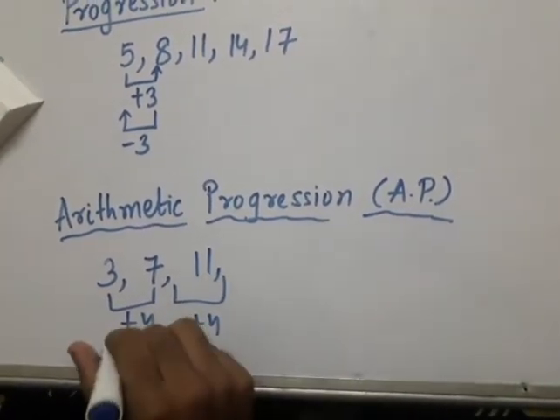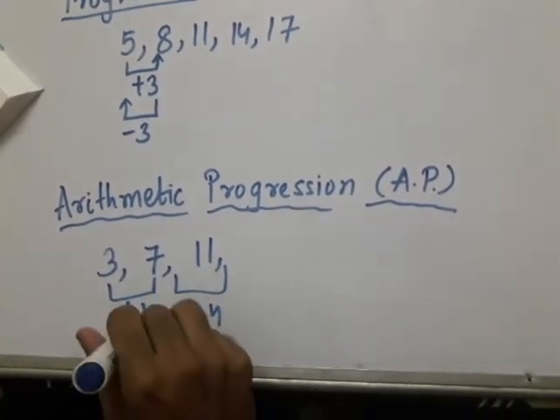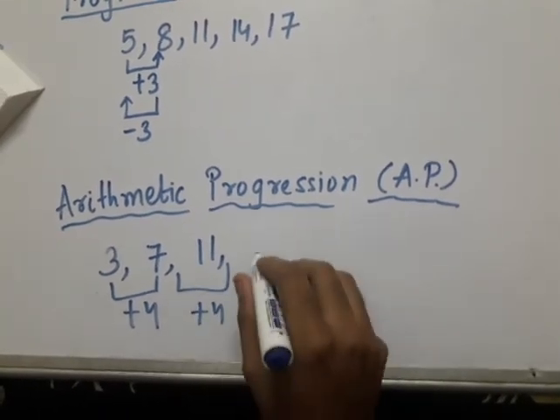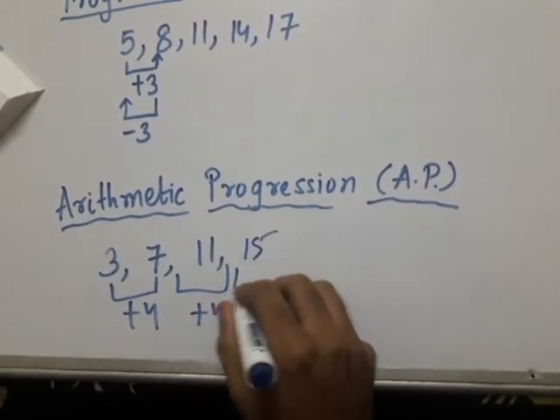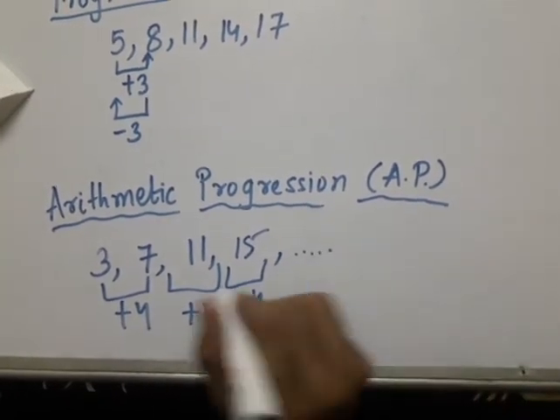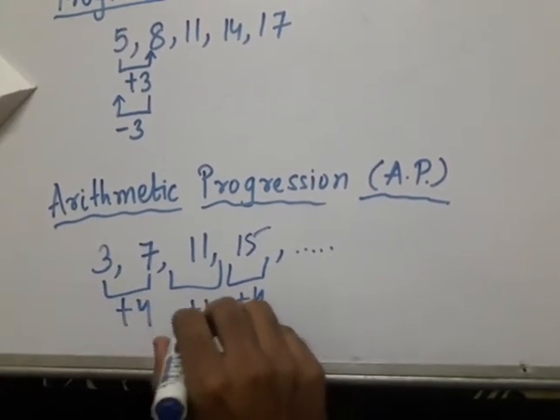And remember, when you are adding numbers, you cannot add any random number to them. The number which you are adding must be a constant. Suppose 11, again you are adding 4 and getting 15, and it continues like that. You cannot add any number. If I am adding plus 4 the first time, then you cannot add plus 2.